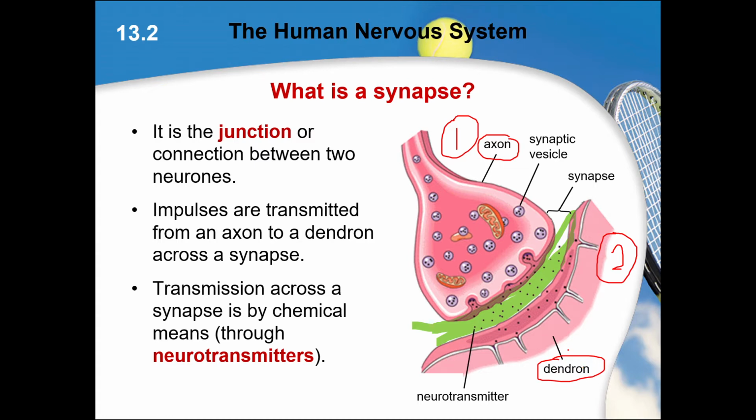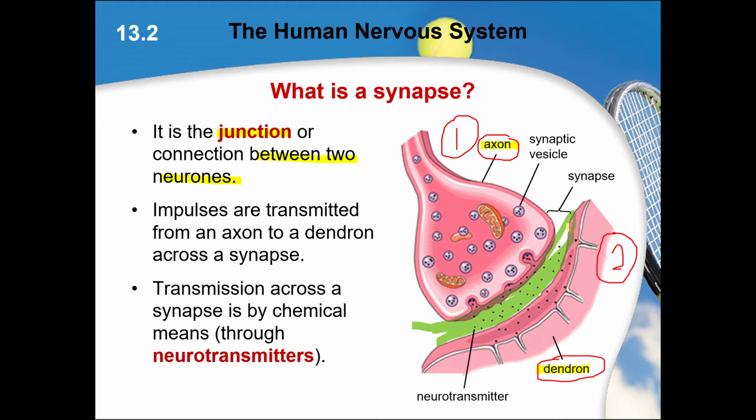So what exactly is a synapse? We define it as a junction between two neurons. Impulses are transmitted from the axon of neuron number 1 to the dendron across a space, and that space is known as a synapse.